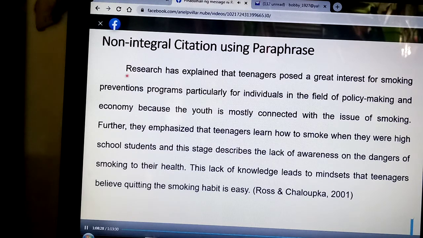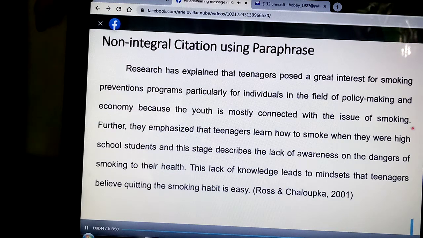Sige po. So, my own words are, research has explained that teenagers pose a great interest for smoking prevention programs, particularly for individuals in the field of policy making and economy because the youth is mostly connected with the issue of smoking. Further, they emphasize that teenagers learned how to smoke when they were high school students, and this stage describes the lack of awareness on the dangers of smoking to their health. This lack of knowledge leads to mindsets that teenagers believe quitting the smoking habit is easy. So, if you observe, I use my own words.